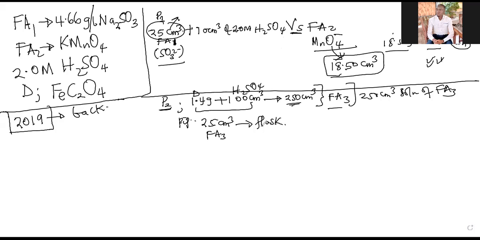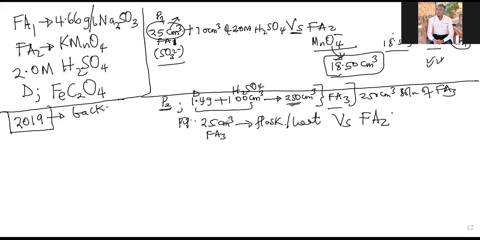Then titrate the hot solution. After heating, this solution is hot. Titrate it against, or titrate it with FA2. But now you need to know what substances have been involved.